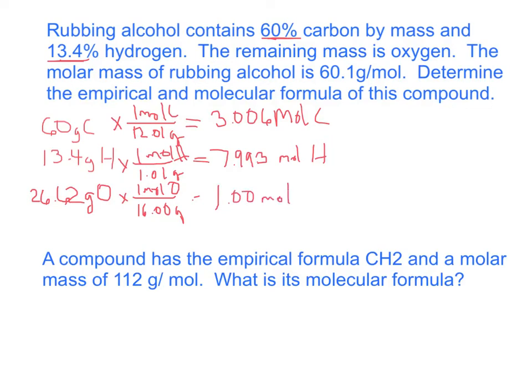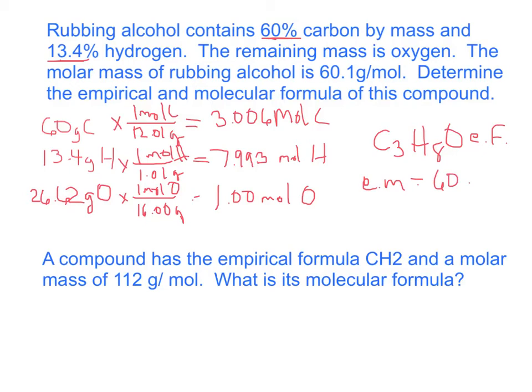So if you take these numbers, they're all basically whole numbers. It's 3, 8, and 1. So I would say the empirical formula is C3H8O. And then we have to figure out the molecular formula from this. So I would add all C3H8O up. It's 12 times 3 plus 8 times 1 plus 16, and we get an empirical mass of 60.11.